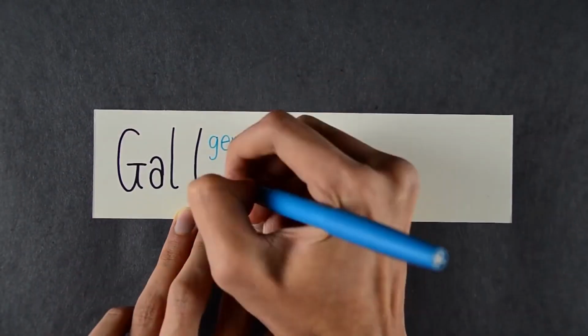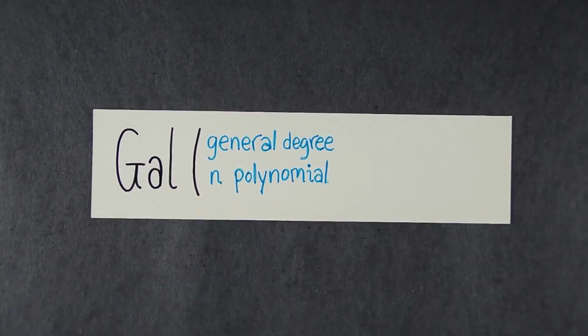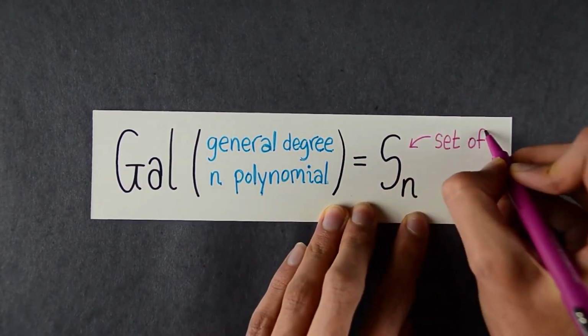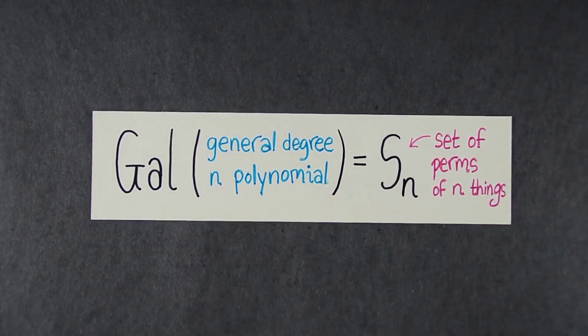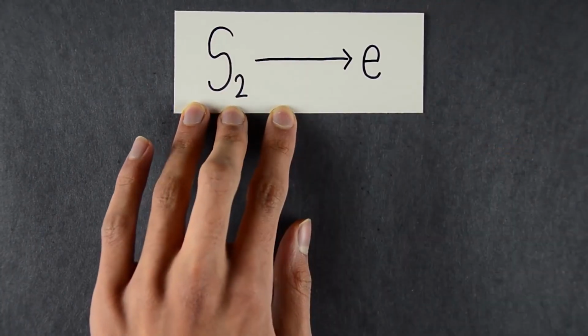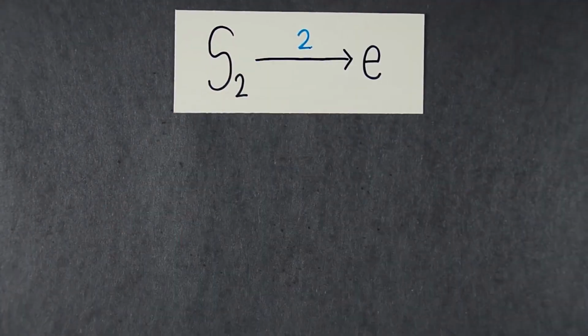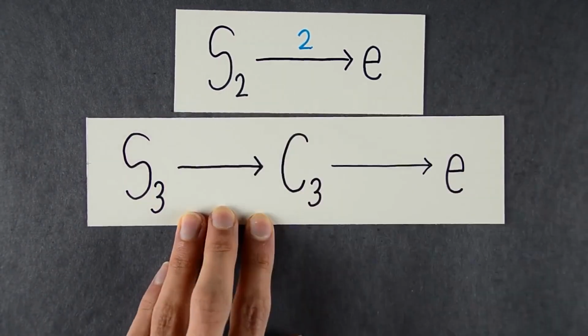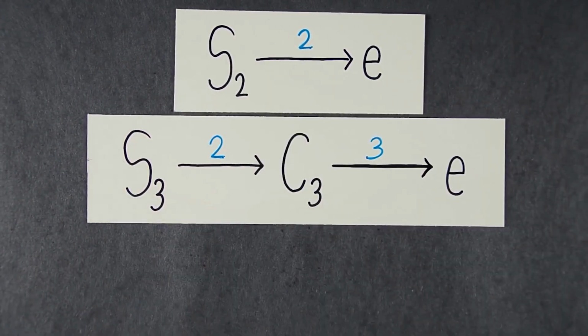It's a fact that the Galois group of a general polynomial of degree n is Sn, the set of all permutations of n things. Let's see whether this group is solvable. For n equals 2, here's a chain of subgroups. The number in blue is the number of tiles that it makes. It's prime, so this group is solvable. And that's why there's a quadratic formula. For n equals 3, here's a chain of subgroups. These numbers are all prime, so the group is solvable. That's why there's a cubic formula.